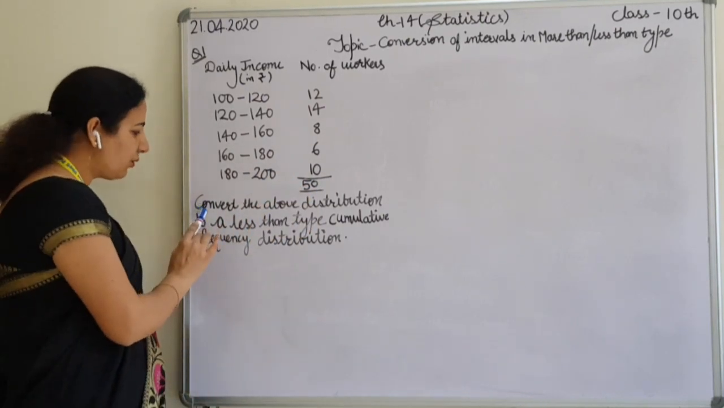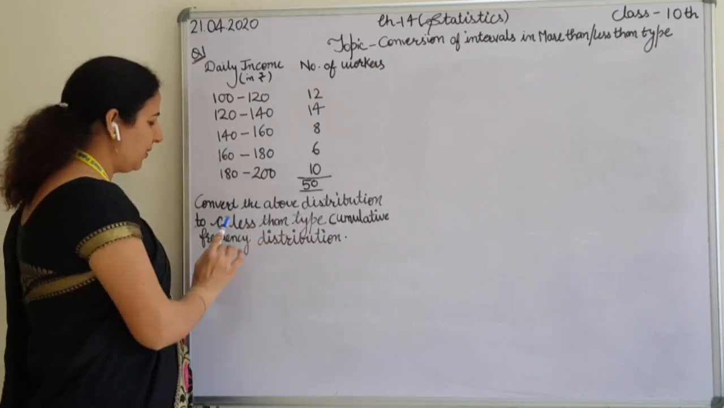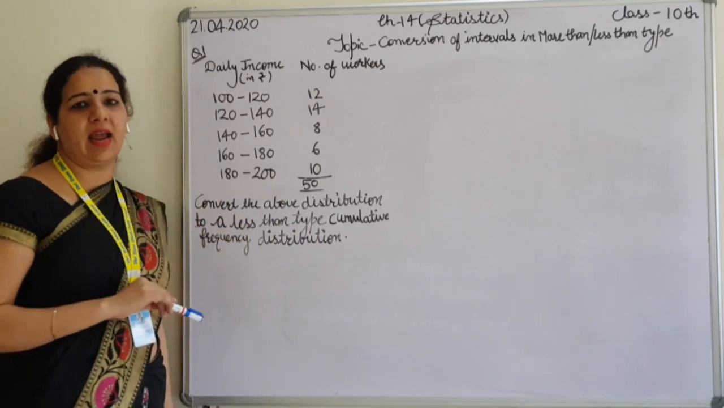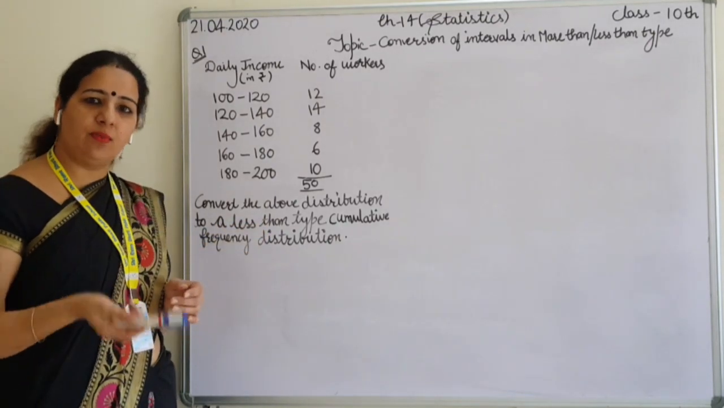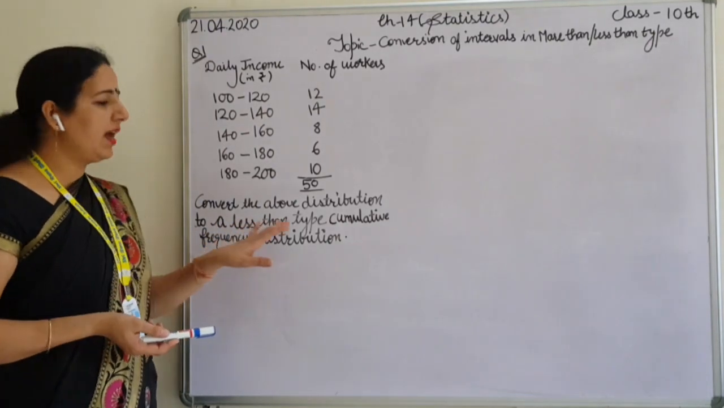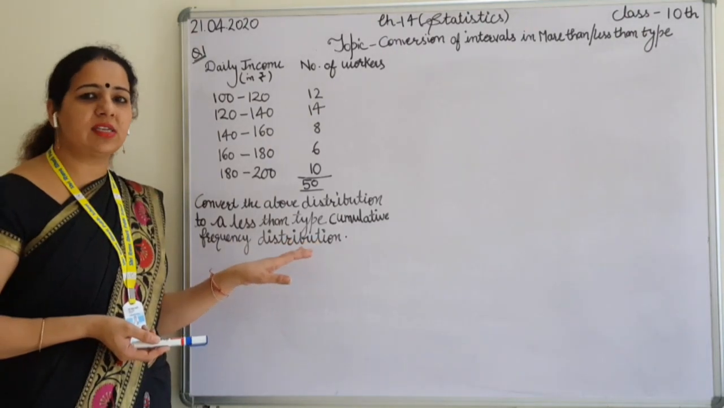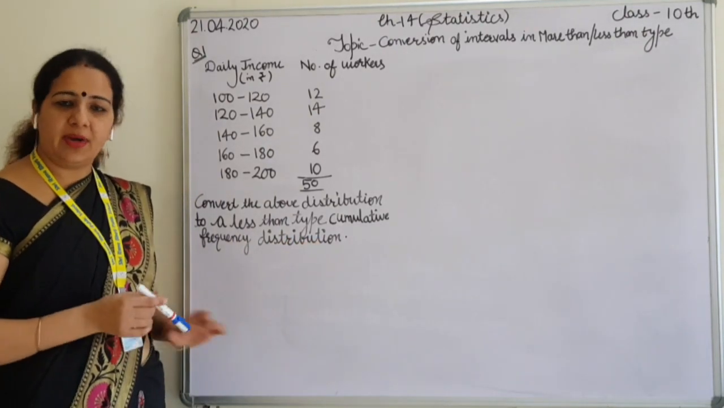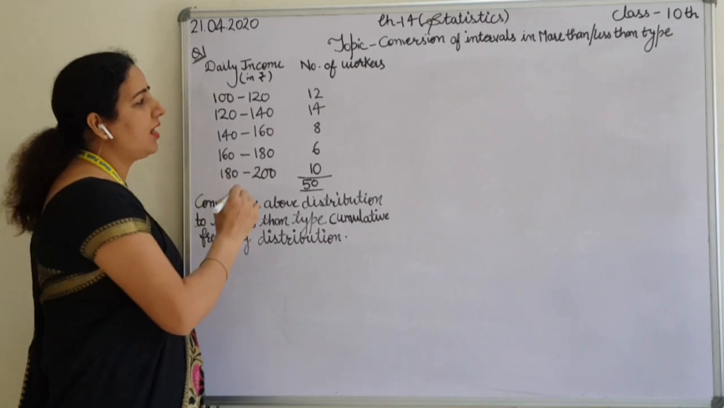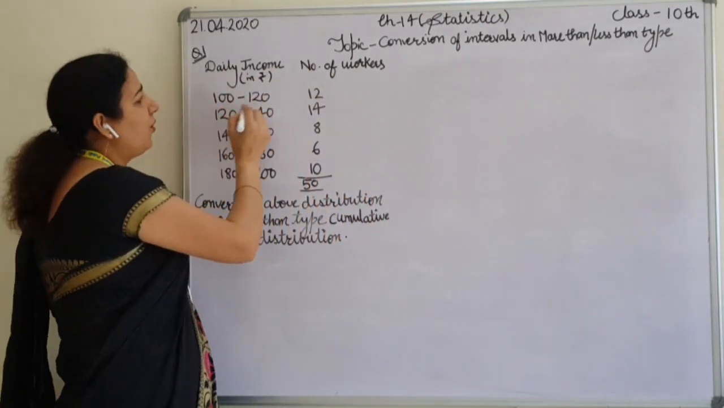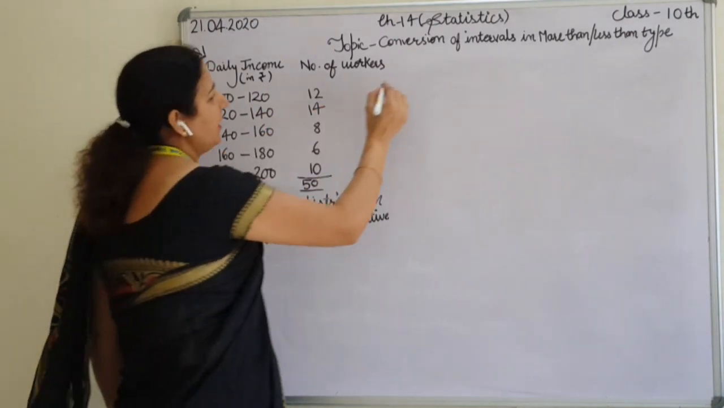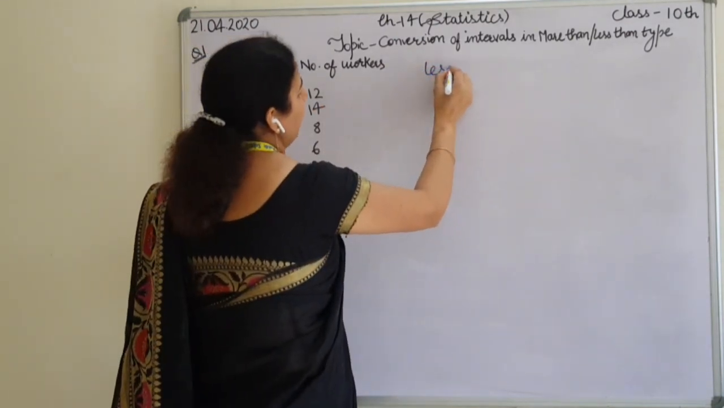So, what was the question? Convert the above distribution to a less than type. Here, if they write more than type, then we will convert into more than type. If they write less than type, then we will convert the same into the less than type. Clear class? So, how will we start the question? We just write here, we are going to convert these. So, we will write down here less than.